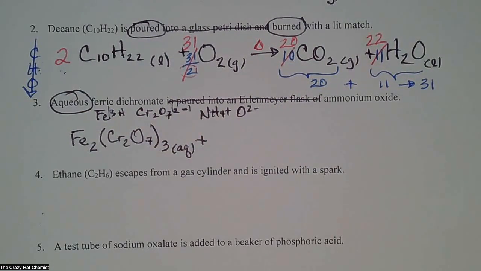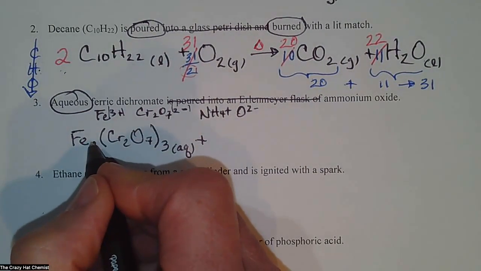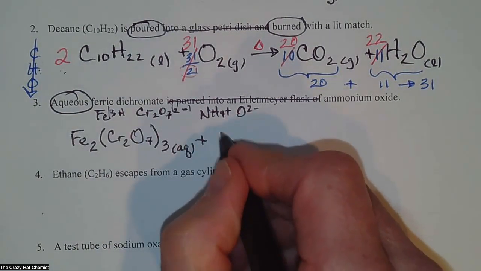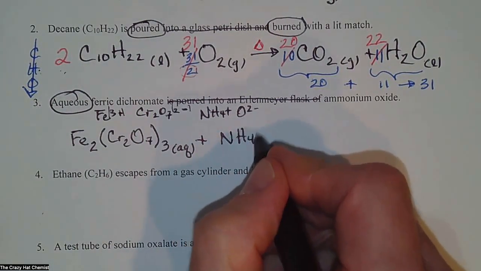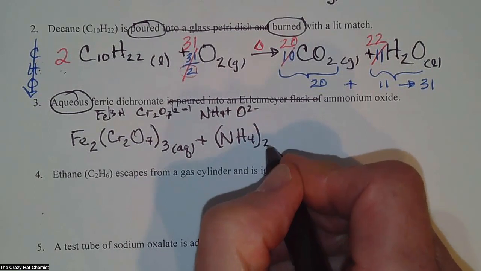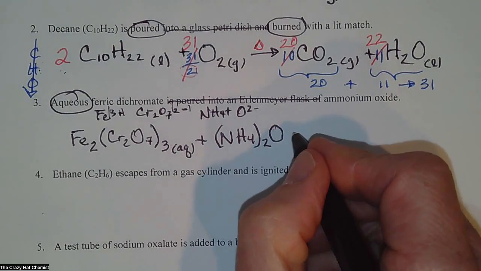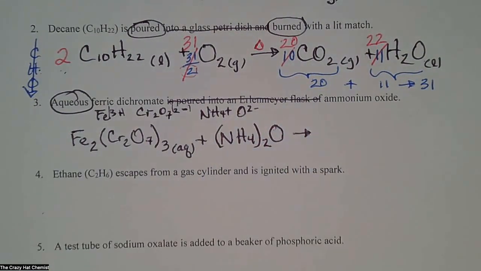So that's ferric dichromate. That's what that is right there. Then the next one is ammonium oxide, and we're going to have (NH4)2O. We're doing the same thing: take the absolute value, flip, bring it down. Then we're going to have this arrow here, and that will differentiate the reactants from the products.